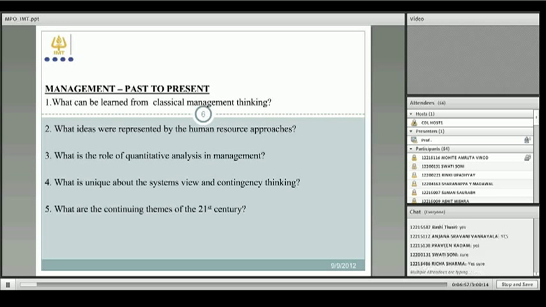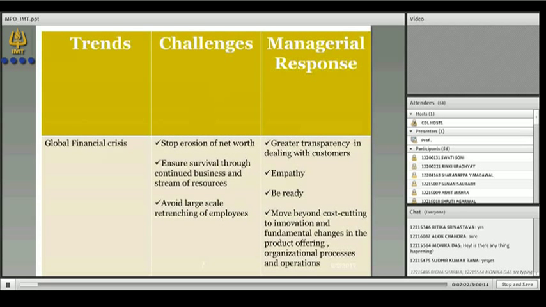If you look at the history of management, the basic idea is what are the key takeaways from these management thoughts, like probably classical management thinking? What ideas were represented by the human resource approaches? What is the role of quantitative analysis in management? What is unique about systems view and contingency thinking? What are the continuing themes of the 21st century?